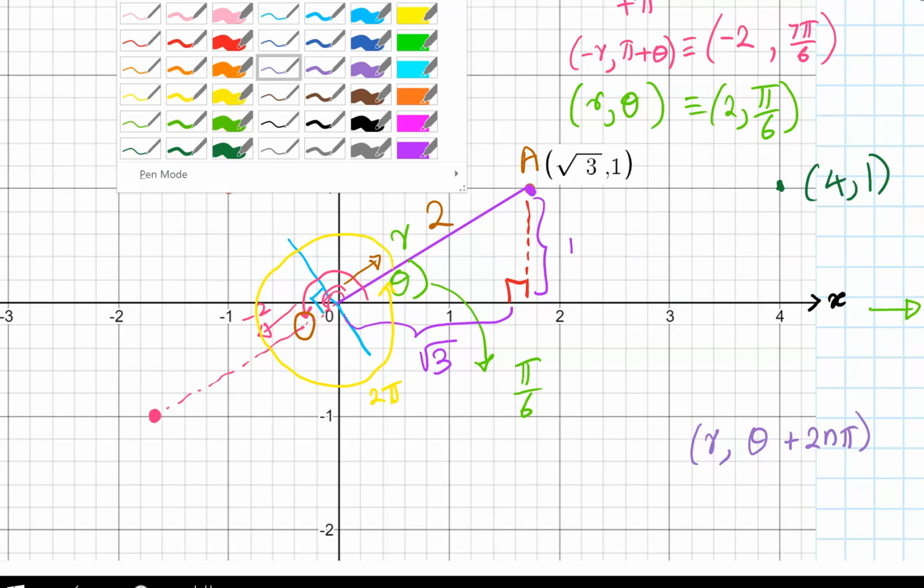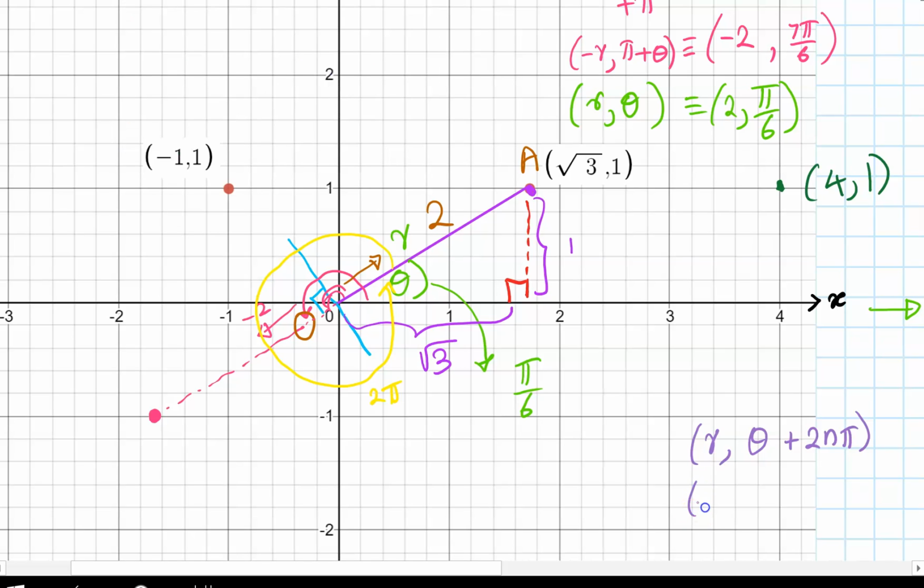Or, as we saw before in pink, you can say it's negative r, theta, and yes, I have 2n pi, but I also add another pi on top of that. That gives me 2n plus 1 pi. It's another way of writing, which means the point A has 2 comma pi on 6, same thing, negative 2 comma 7 pi on 6, exactly the same spot, and also you can say this is 2 comma 13 pi on 6, which means you have added 2 pi onto the first angle.